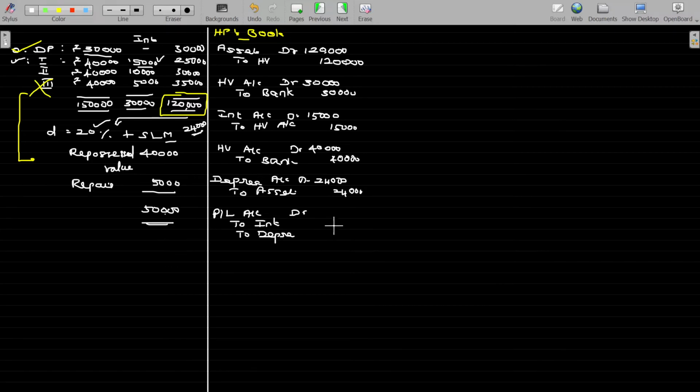Interest is 15,000, depreciation is 24,000. The overall amount debited to the P&L account being 39,000. So first year is over. No problem in the first year. I will move on to the next year.